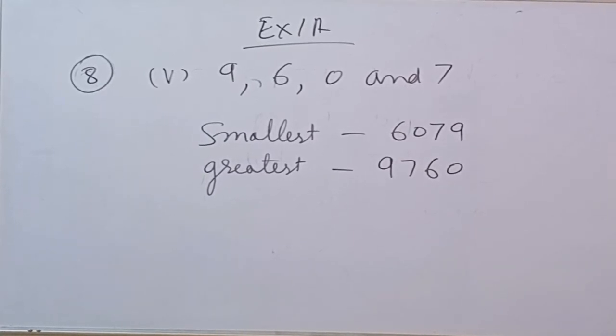As we see, the smallest digit is 0. But whenever we write 0 in the first place, it is not counted. So we will take the second smallest digit, that is 6, first, and then the smallest digit, that is 0, and then 7, and then 9. So 6079 is the smallest number. Now for the greatest, as I already told you, we will take the greatest digit first and then descending order. So 9760 is the greatest number. So that is your answer.